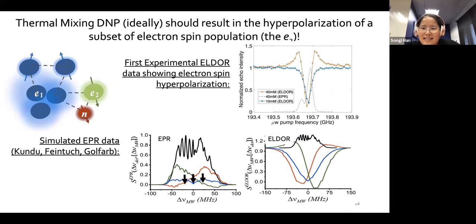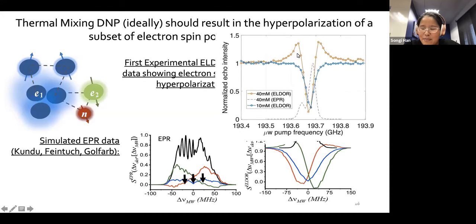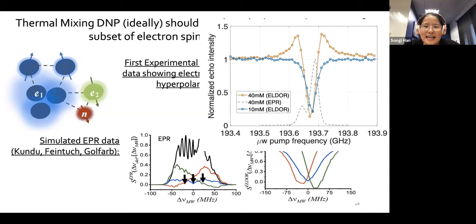We have seen, this is experimental data. This is one of the most exciting data that I've seen, I would say. Experimental ELDOR data. See 10 millimolar trityl, where there was not much effect of the thermal mixing, 40 millimolar trityl. Now you see this huge hyperpolarization of electron spin. You saturate at this frequency, it's a pump-probe experiment, and your probe electron spin tells you it's now higher polarized. Right, so this is the final proof that you have hyperpolarization, okay? So this is really exciting.